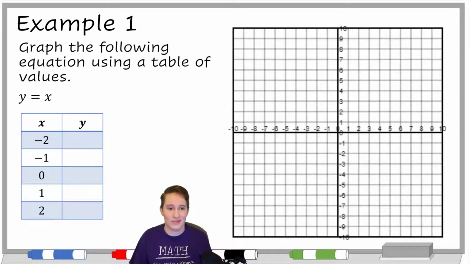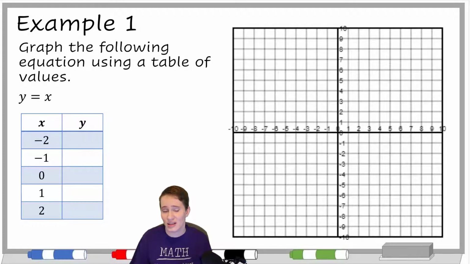Okay, example 1. We're going to graph the following equation using a table of values. I've got y equals x. That's the equation I'm trying to graph. So what that means is I am trying to create a visual representation of y equals x, the relationship that is being described between y and x.